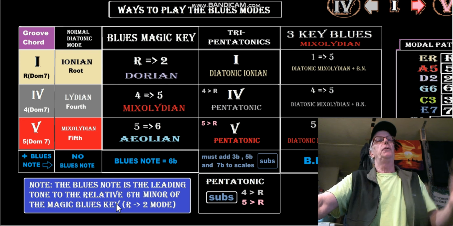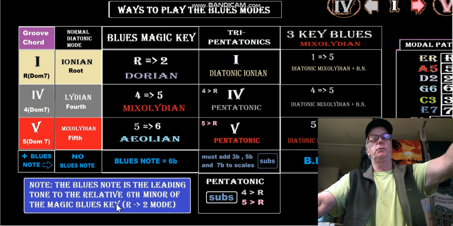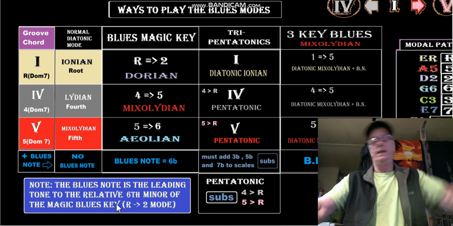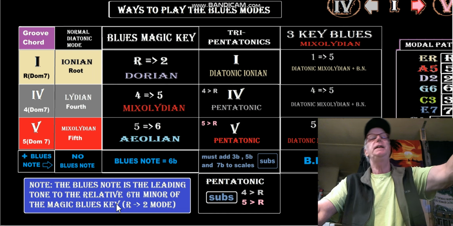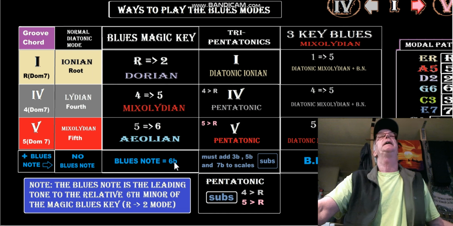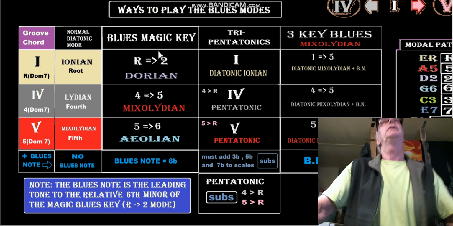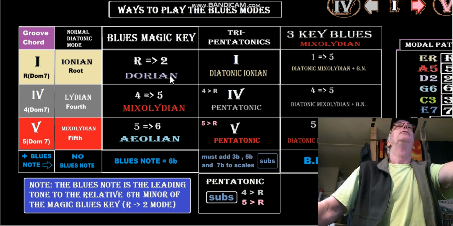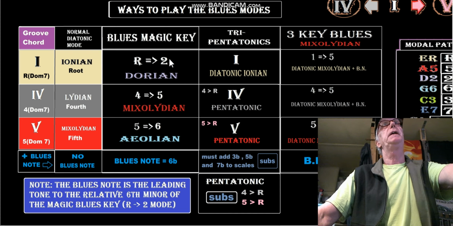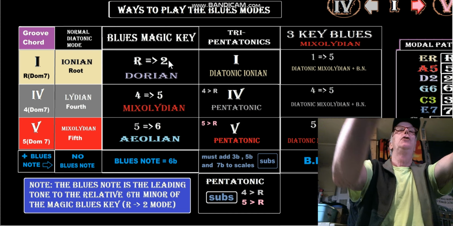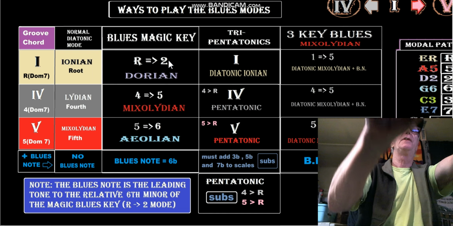Okay, so the magic blues key, of course, once we've identified a key we can play in, it has a relative minor, and the leading tone to that relative minor is the blues note that we're going to add in here. Okay, so let's look at blues magic. Let's look at groove C on 1, piano here, Dorian, 2, 3, 4, 5, 6, 7, root.